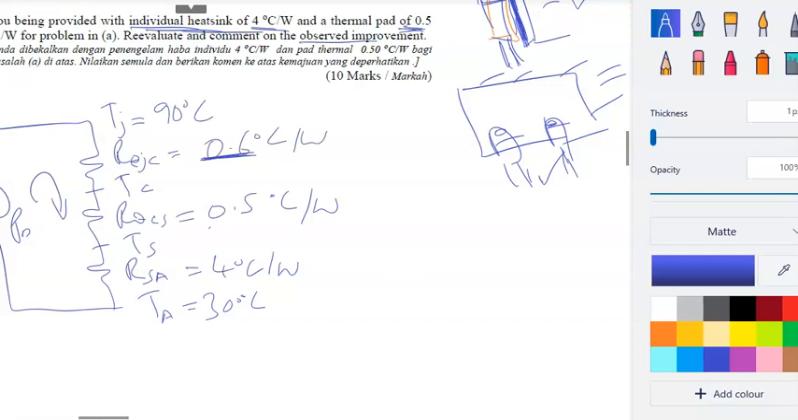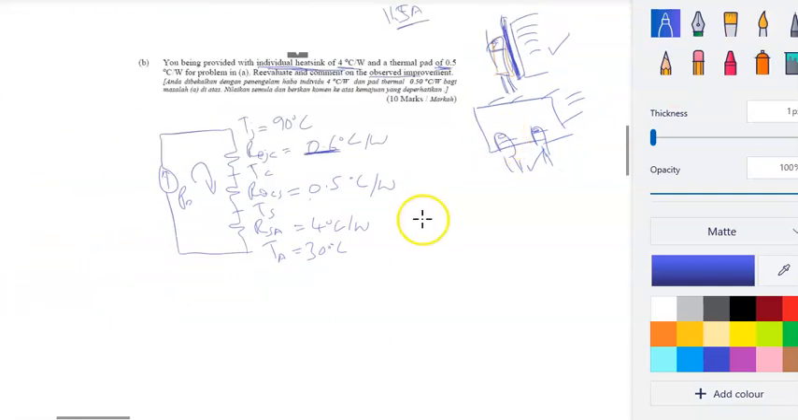Then what else you need to do? So we have jotted down all the data, and now just write down your formula.